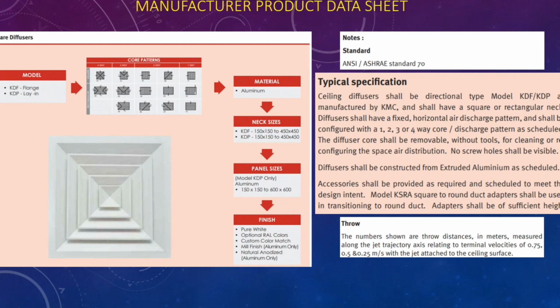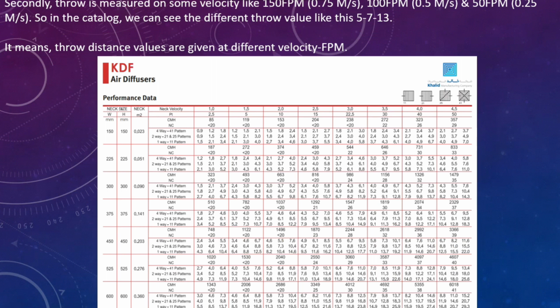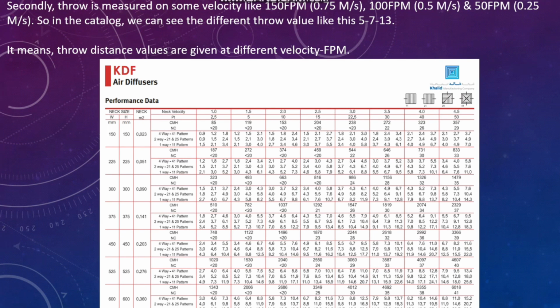And the second point you can see here is they have mentioned the throw terminal velocity as 0.75, 0.5 and 0.25 meter per second. So let's see how it affects the performance of the diffuser. As per ASHRAE 70, the throw terminal velocity must be mentioned at 3 velocities, like we discussed now: 150 feet per minute or 0.75 meter per second, 100 feet per minute and 50 feet per minute. Like you see in this technical data sheet, air diffusers come with different patterns.